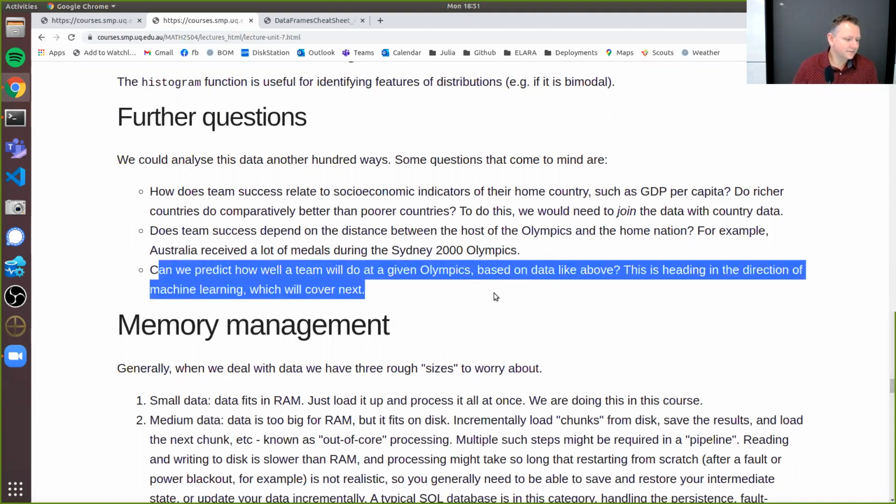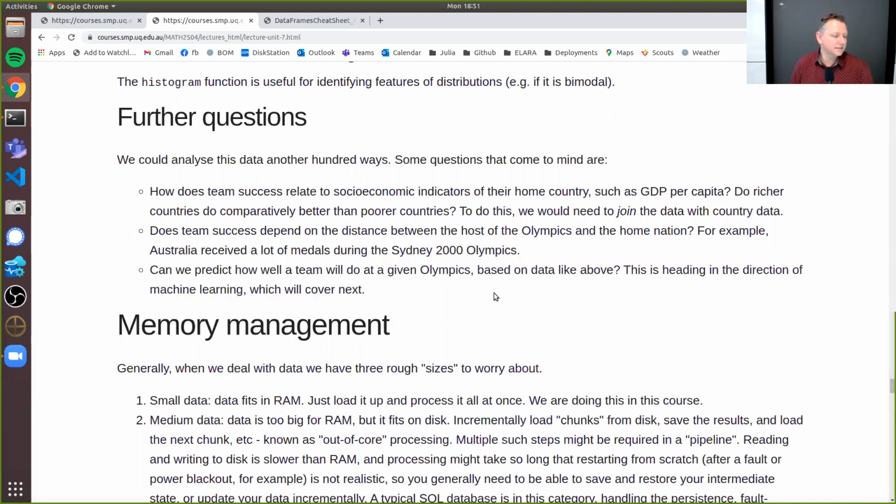And this is the one which really is leading into our next lecture. Can we predict how well a team will do at a given Olympics based on the data, like the socioeconomic status of the country and other data about the country's population, these kind of things? Is it possible to make a prediction? Like, we generally know that in the next Olympics, I'd expect America and China and Germany and Japan to do well because they have in the past. But how can we create a better predictor than just rough feelings for how things might turn out?